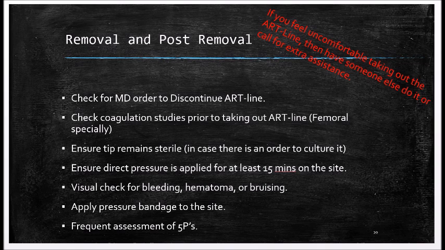Ensure that you apply direct pressure on the site for at least 15 minutes, and you need to count your 15 minutes, because the arterial part of it, sometimes it doesn't stop bleeding. It just keeps coming and coming. So 15 minutes at the very least. Visual check for bleeding, hematomas, and bruising at the site. You have to do that with your assessment. Apply a pressure bandage to the site once bleeding has been controlled. And once you apply the pressure dressing on, you still need to check for your 5Ps to ensure the patient is okay.